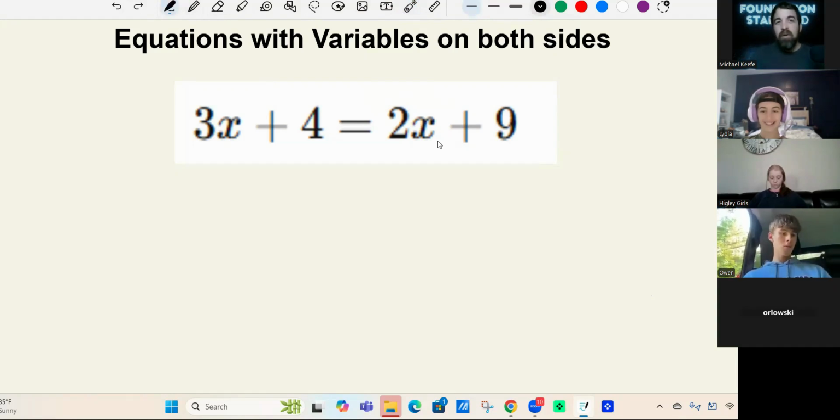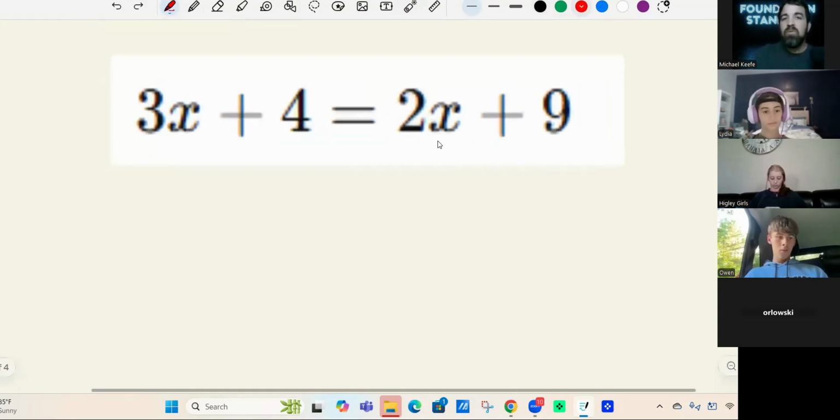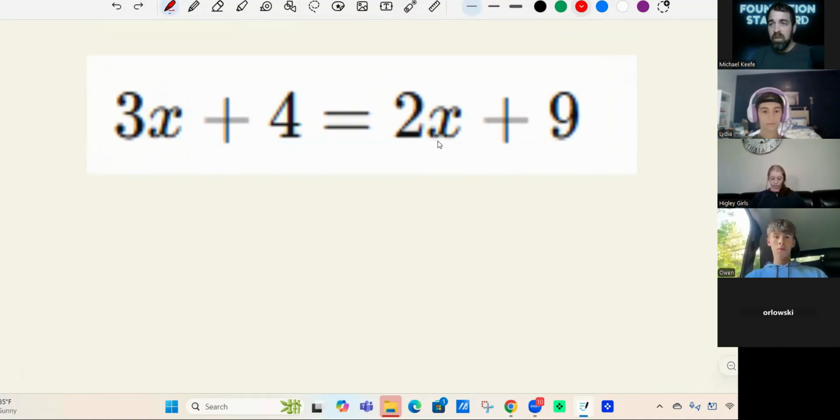But what I want to do is, if I have a variable on both sides, I want to get the variable to one side of my equation. So before we solve an equation, when we get a final answer, it'll say x equals something, and there will be a variable on one side. So if you have a variable on both, what you want to do is move the smaller one. It technically doesn't matter. You could move either one, but it makes it one step less if you move the smaller one first. So when I look at those two variables, the 2x on the right is smaller than 3x on the left. So I'm going to subtract that.